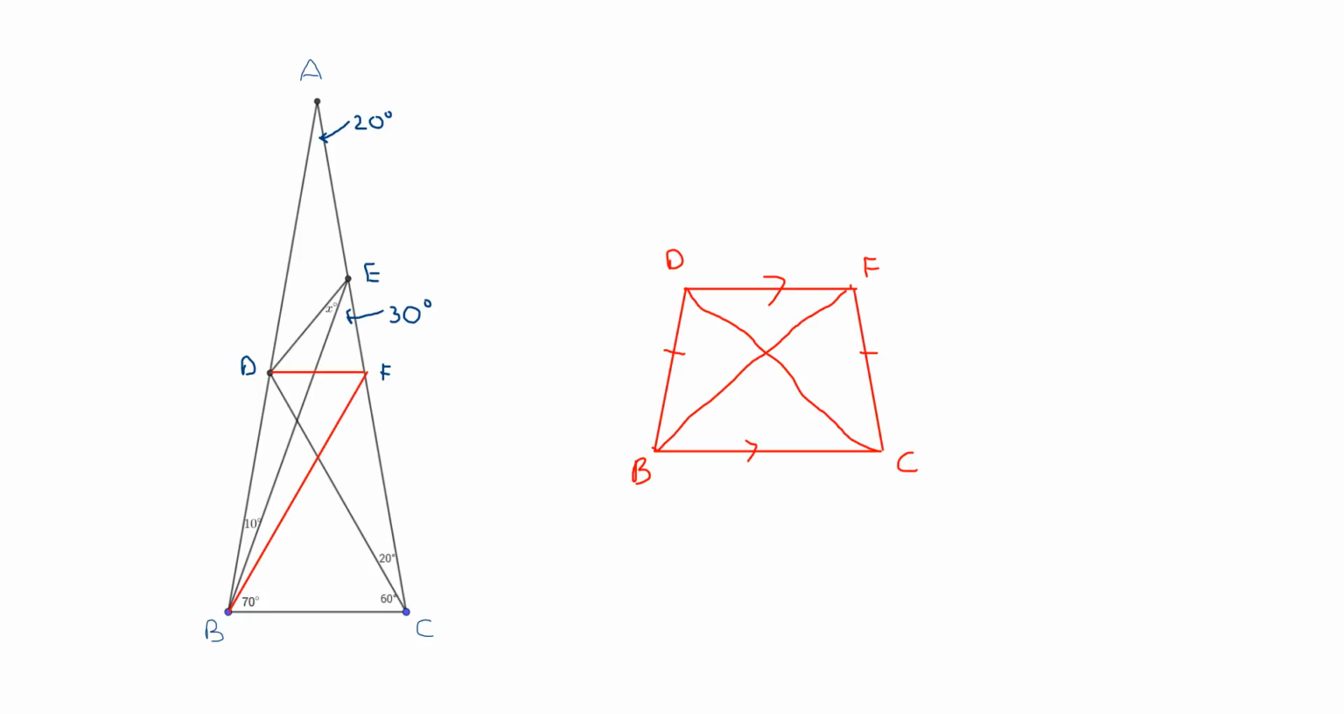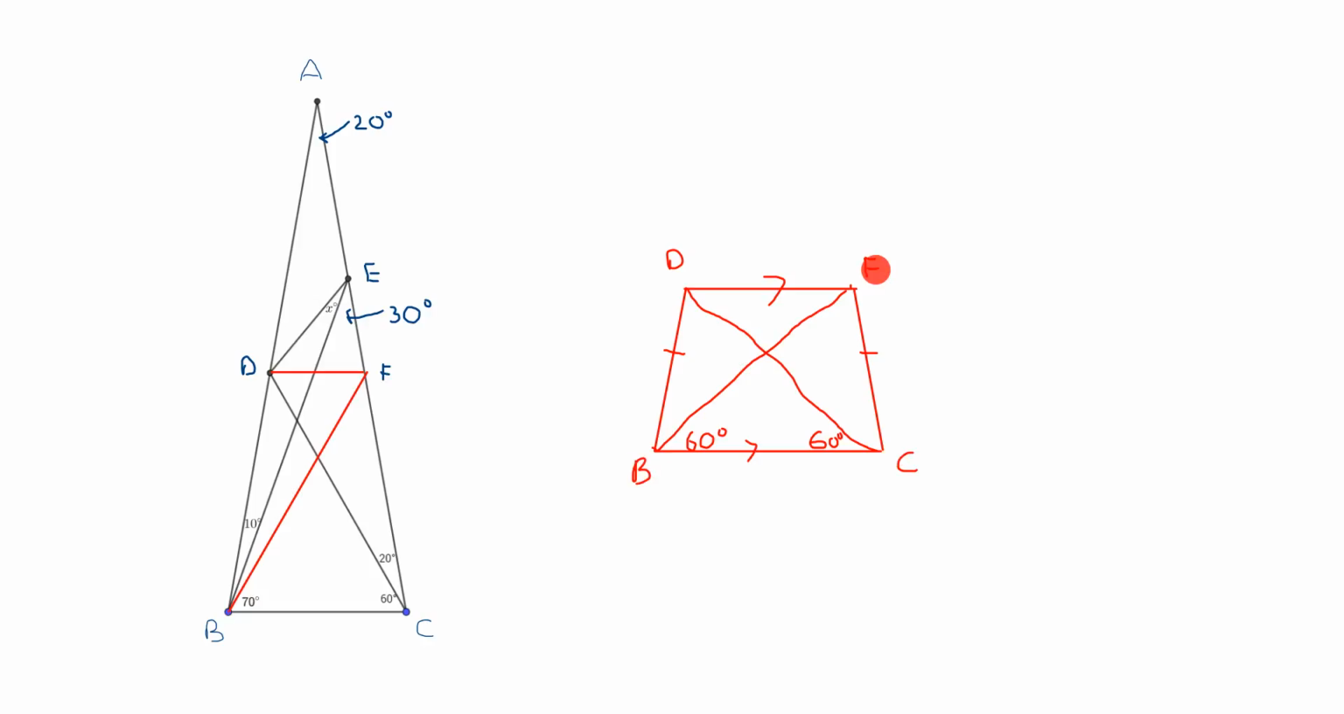Now, we know that angle DCB is 60 degrees, and we also know that angle FBC is going to be 60 degrees. And you might be saying, how do we know that angle FBC is going to be 60 degrees? Well, let's look at our two triangles. Let's look at B, C, and F.